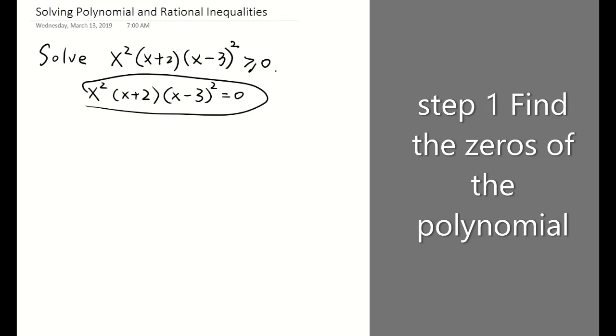Well, it's pretty obvious we have 3 solutions here. One is 0, one is -2, and one is 3. Okay, so now that we found the zeros of this equation, you want to put these 3 zeros on a number line, starting from the smallest one, -2, and the next one is 0, and the greatest one is 3.